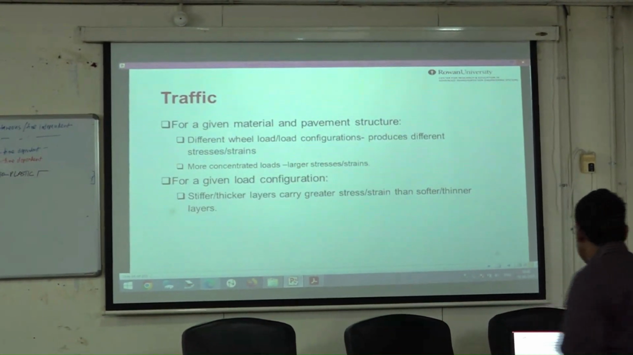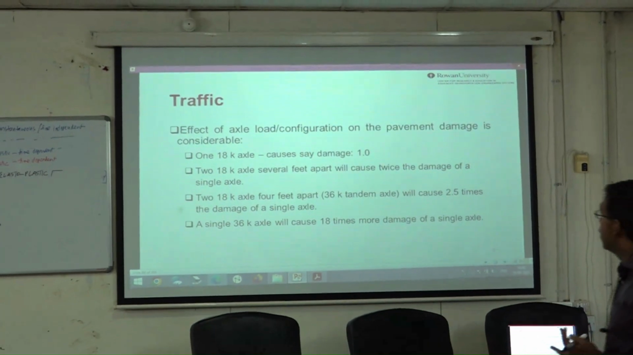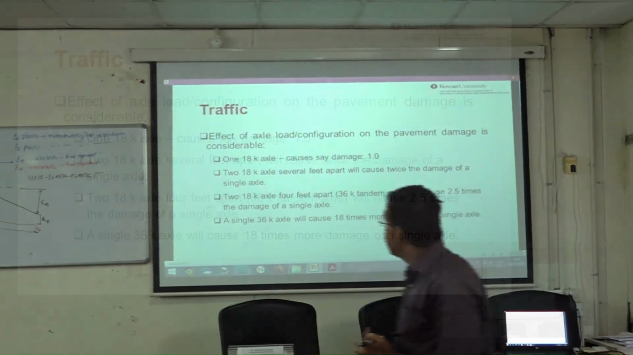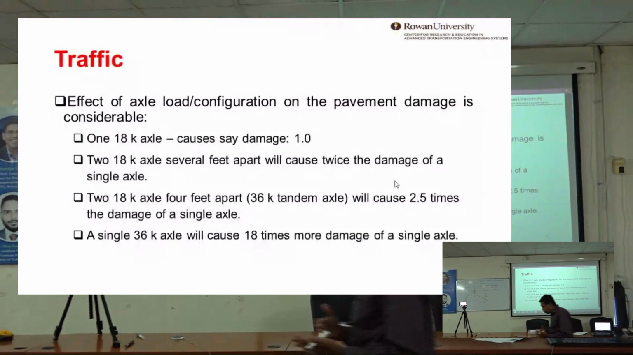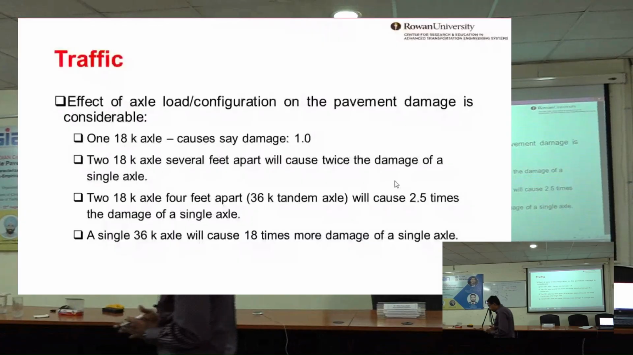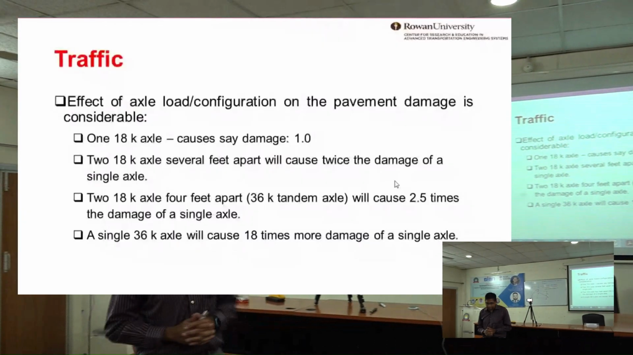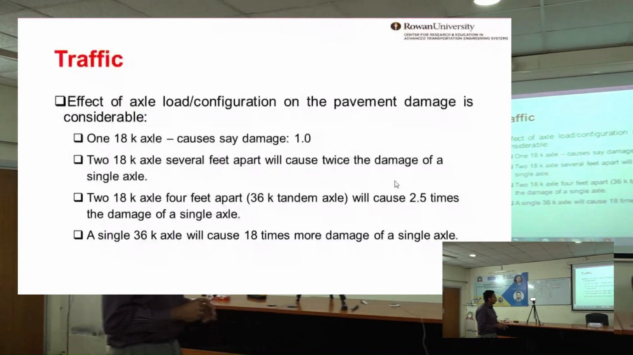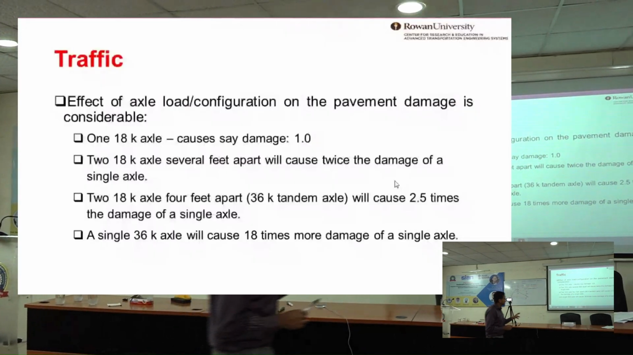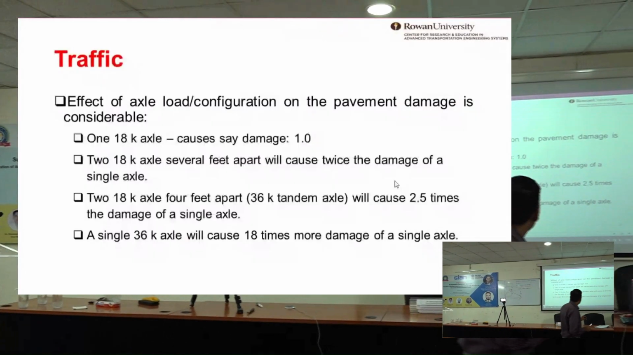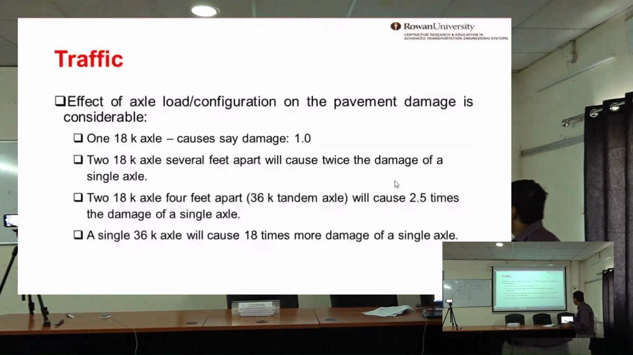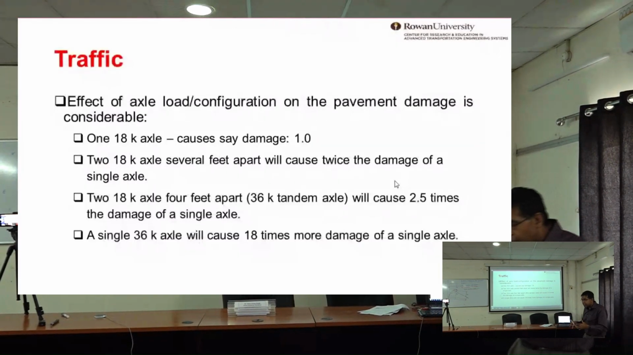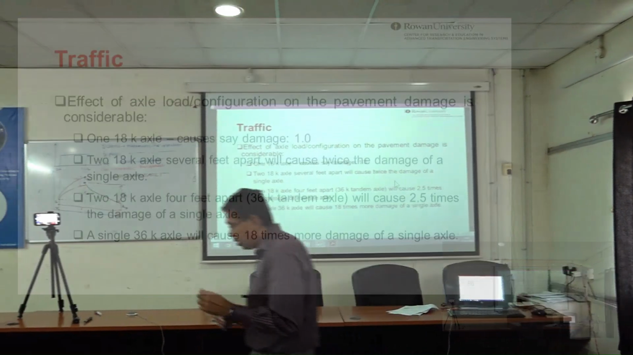All right, we got here last time, right? One 18-kip axle. So we are now going to talk about traffic, how you calculate traffic in pavements. By definition, one 18,000-pound single axle will cause damage equivalent to 1. So everything is normalized to the 18-kip single axle.